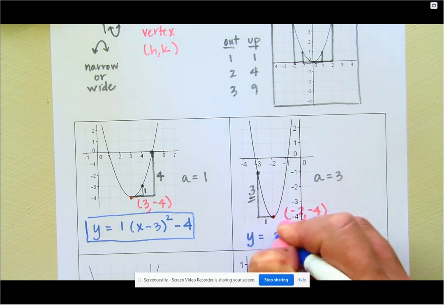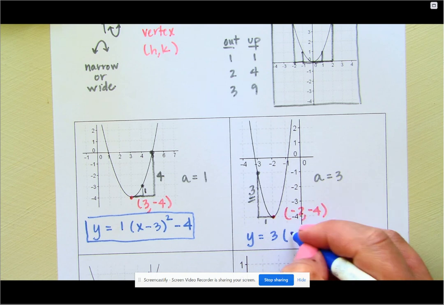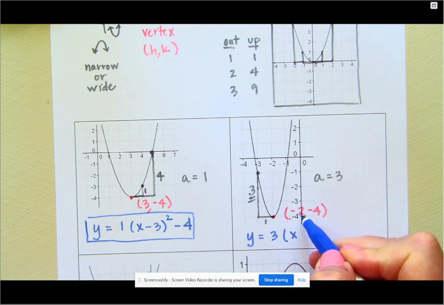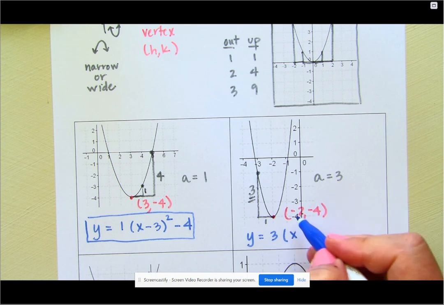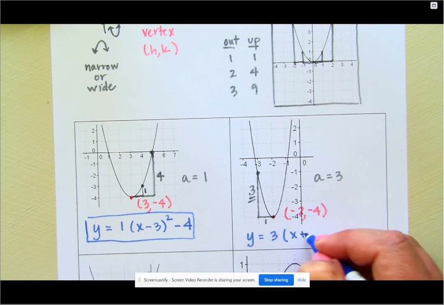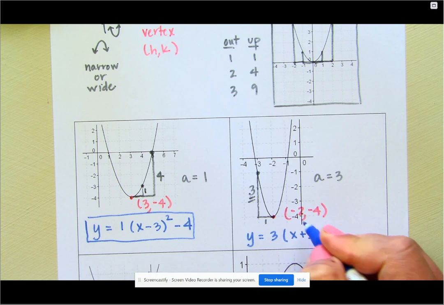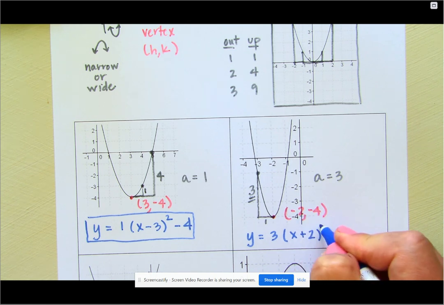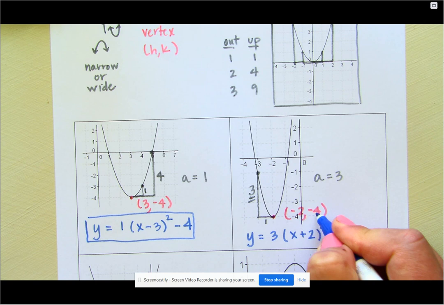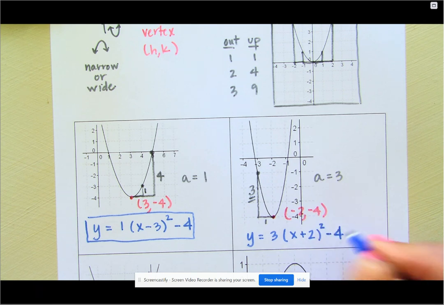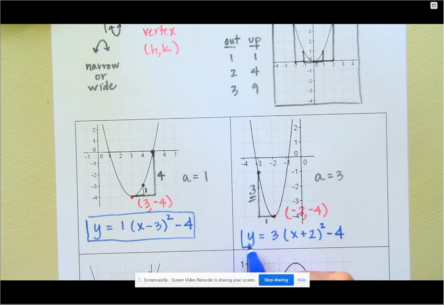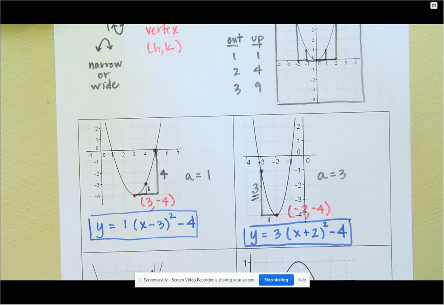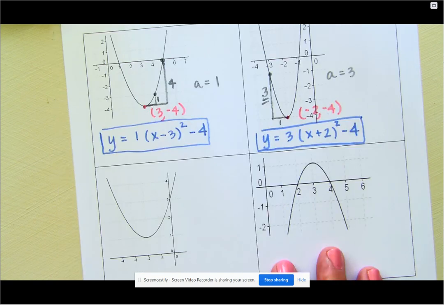Y equals 3. Now, it moved 2 to the left. So you could write minus -2, but we know subtracting -2 is the same as adding. Another way to really think about it is just take the opposite of this sign in the equation and then take this sign. Really easy to get these signs mixed up. Okay. And again, you can check Desmos just to see if you're doing it right.